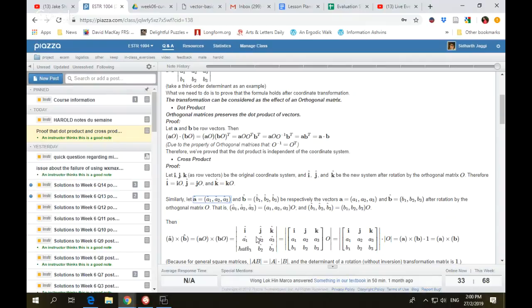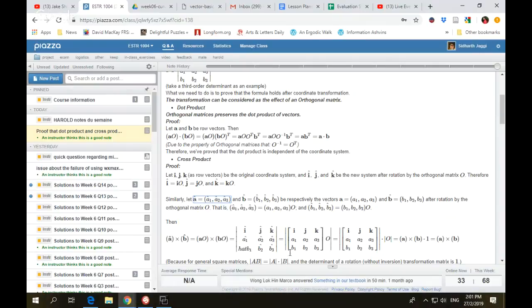So basically AO is just given by A hat 1, A hat 2, A hat 3. BO is given by B hat 1, B hat 2, B hat 3. I apologize for the typo here. And then you have I hat, J hat, K hat over here. This is equal to O times the original entries here, because every vector over here is just the original vector times O on the right hand side. The second row vector is equal to O times the original row vector. The third row vector is equal to O times the third row vector, right?